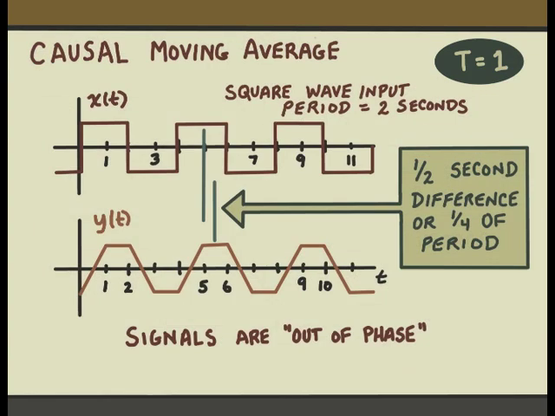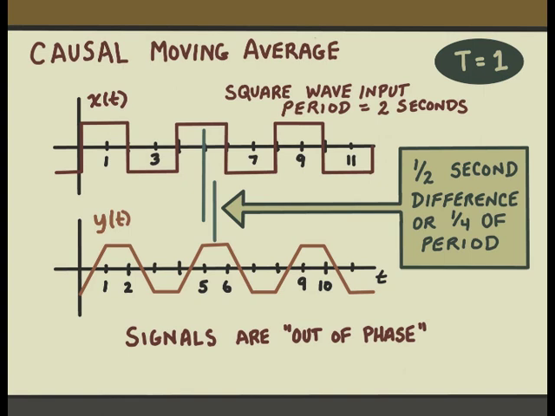Let's now look at an oscillatory input to our causal moving average system. The input x of t is a square wave. It alternates between +1 and -1 with a period of 2 seconds. The moving average output is shown below, and this is the causal moving average, and you'll note that there is now a difference between the phase of these two signals.